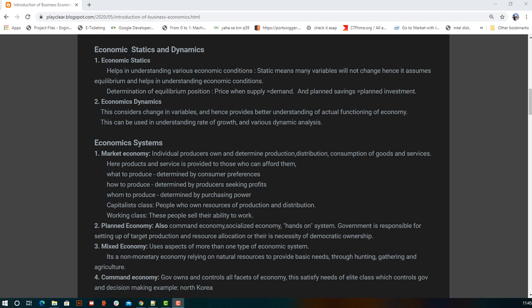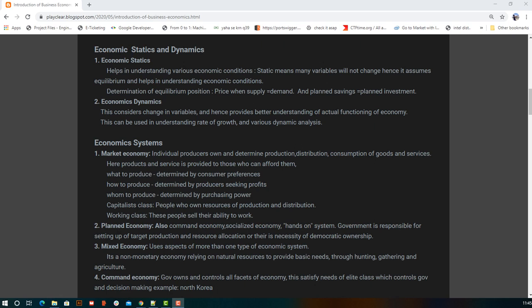Now when taking this decision, we have two types of classes. One is the capitalist class, which actually owns the resources of production and distribution, and the other is the working class, which we generally call labor. So market economy is completely run by the individual producers.